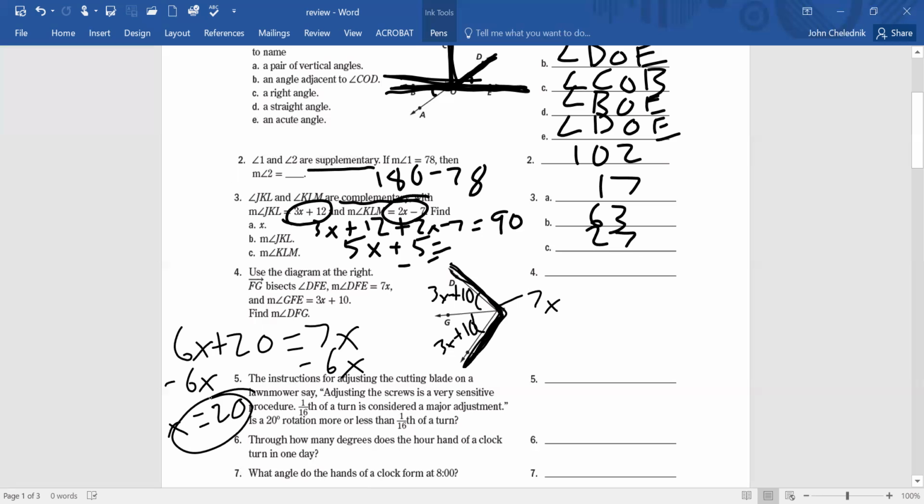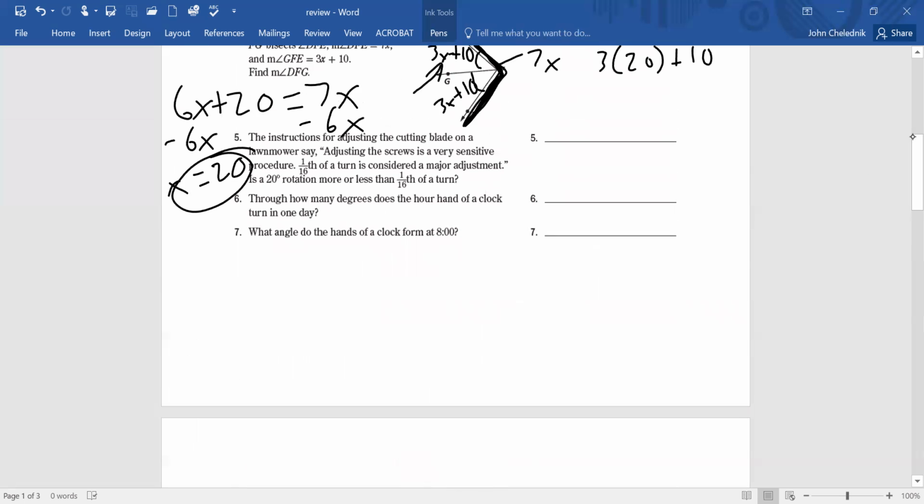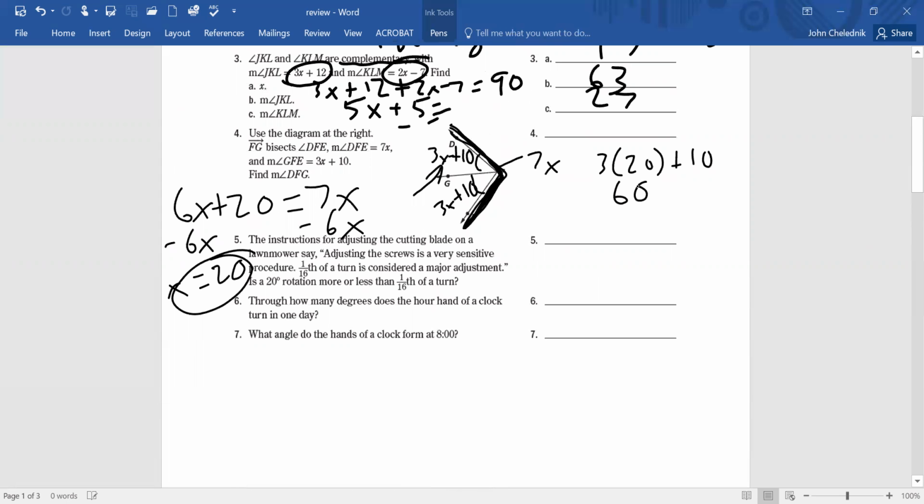They're actually asking for the measure of angle DFG. So I need to plug 20 in for x right there. 3 times 20 plus 10. So that's 60 plus 10. That's 70. Final answer, 70.